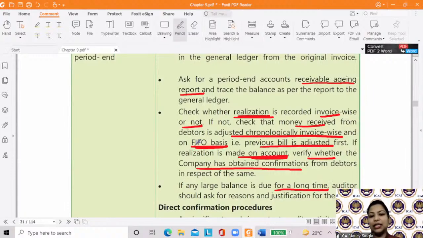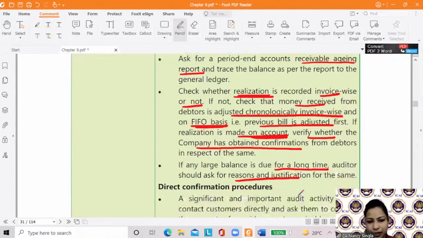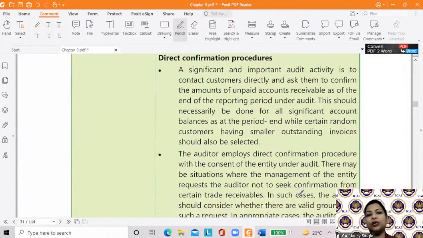And if any of the debt is outstanding for very long, then ask the management, what is the reason, and give us the justification. Why haven't you made a provision with respect to such debtors? Simple. Okay. Now we all know that with respect to various terms of debtors, existence के लिए भी, completeness के लिए भी, valuation के लिए भी, we can perform what?